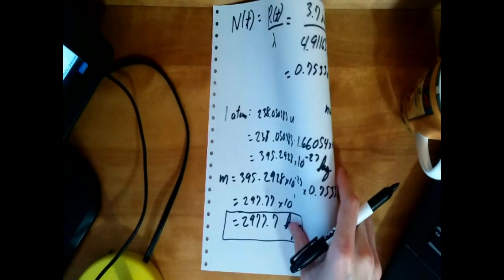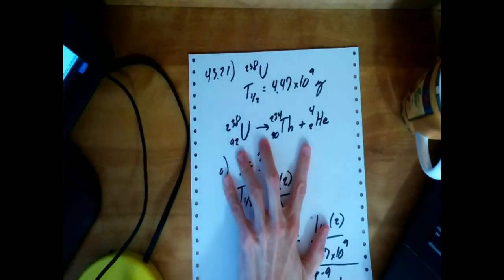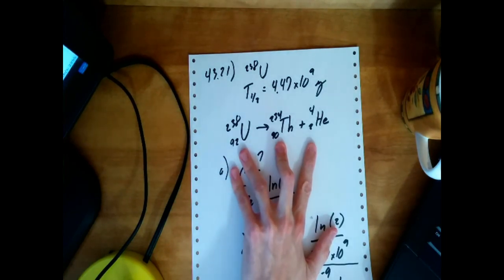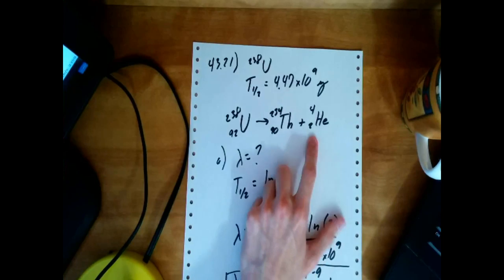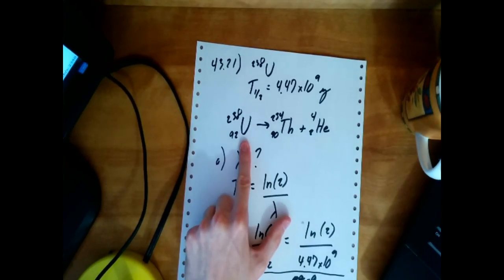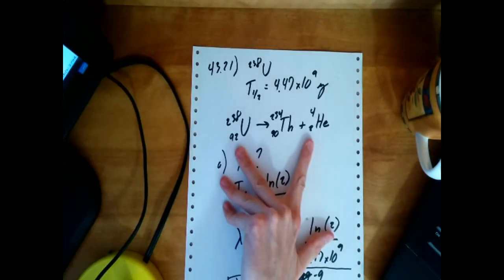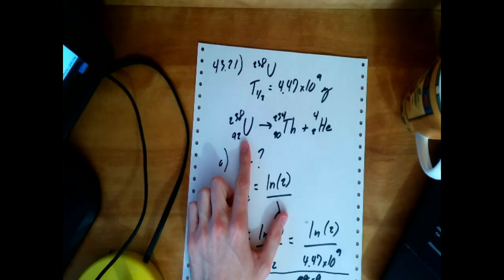Right, so for the last part, we are tasked with finding how many alpha particles, so how many helium-4 nuclei, are emitted per second by 10 grams of uranium. If we go back to the equation we wrote at the very beginning, we have uranium breaking into thorium and a helium-4 nucleus, which is the alpha particle. We have one alpha particle emitted each time one nucleus of uranium breaks down. So in reality, what we have to find is how many nuclei of uranium break down in a second in our sample.